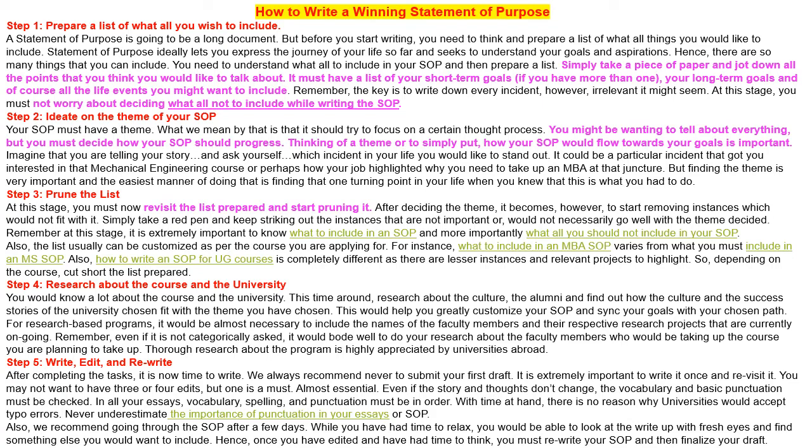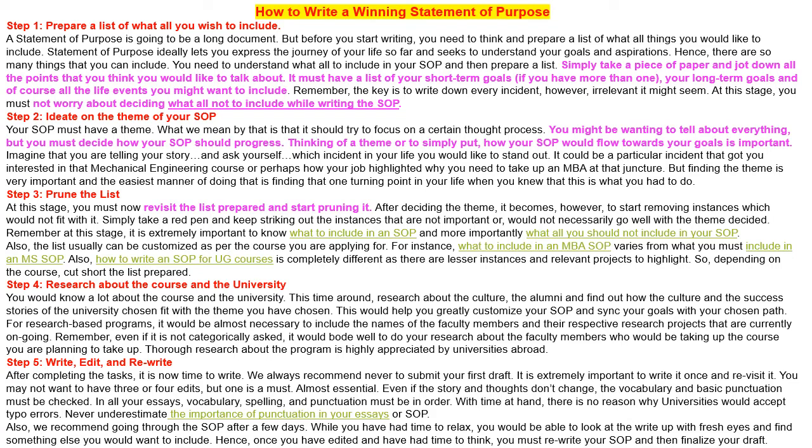Step 5. Write, edit, and rewrite. After completing the tasks, it is now time to write. We always recommend never to submit your first draft. It is extremely important to write it once and revisit it. You may not want to have 3 or 4 edits, but one is a must. Almost essential. Even if the story and thoughts don't change, the vocabulary and basic punctuation must be checked.